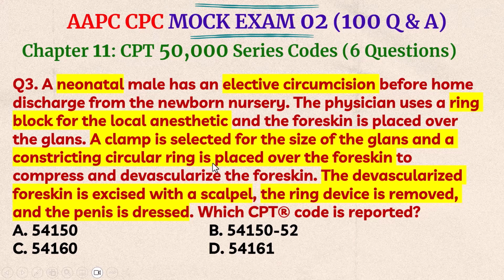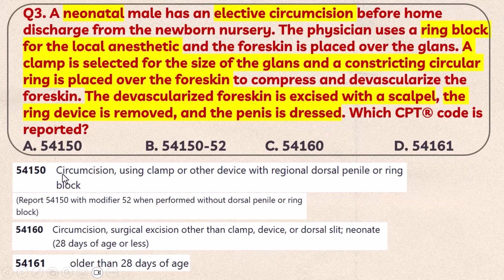So you can see all answers are adjacent codes. So you can use the elimination method in the exam. So when you go to code A, that is 54150, that is circumcision using clamp or other device with regional dorsal penile or ring block. So this is the case here. You can see circumcision is done using the clamp and the dorsal penile or the ring block.